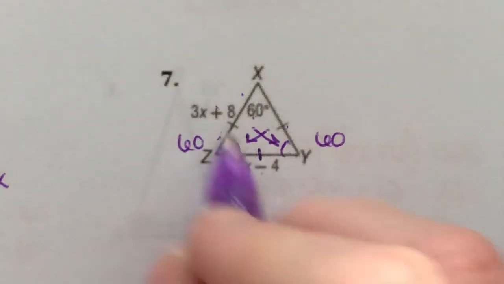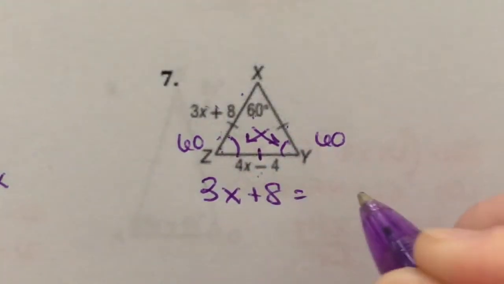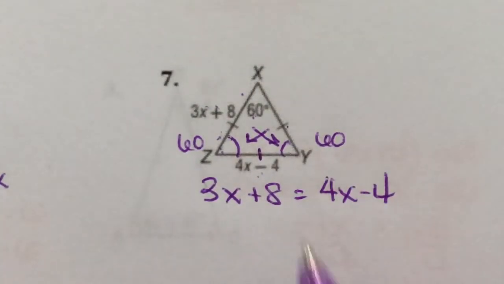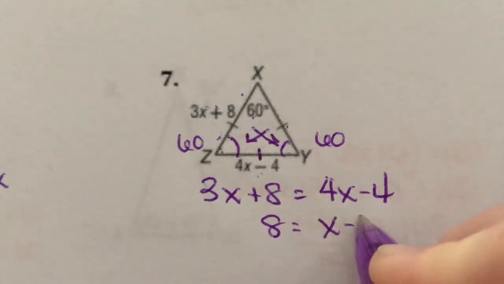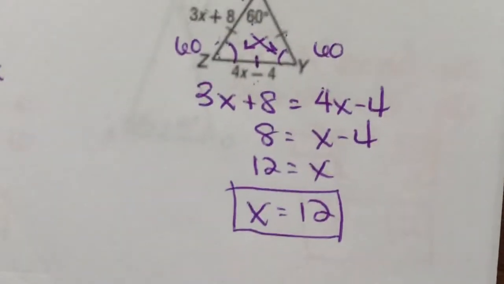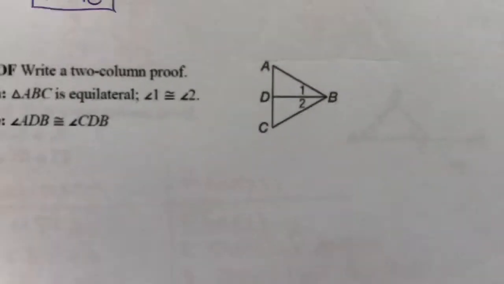And so I set these equal to each other. 3x plus 8 equals 4x minus 4. Subtract 3x from both sides of my equal sign. Add 4 to both sides, and I get x equals 12. A lot of x equals 12s in today's answers. All right. And then we've got a lovely proof here.